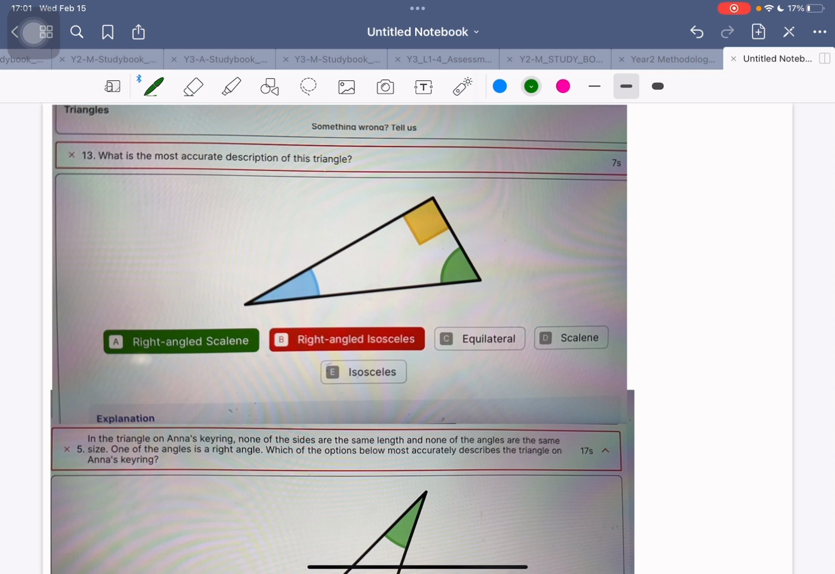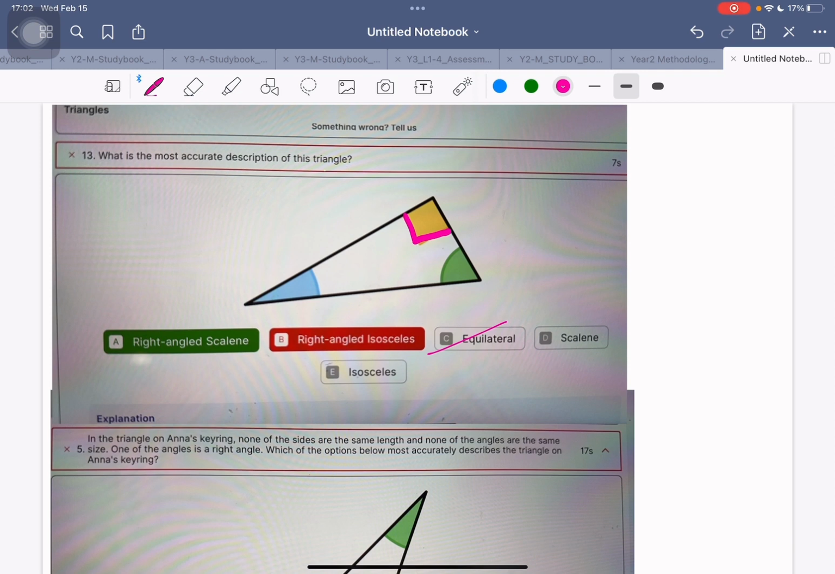So the first question wants us to find the most accurate description of this triangle. In this triangle, we find a very special angle because it's very, very obvious. Here we have a right angle, so it must be right angled. Okay, so first of all, you can cross out equilateral triangles because they cannot have a right angle, and you also find A and B both have right angles.